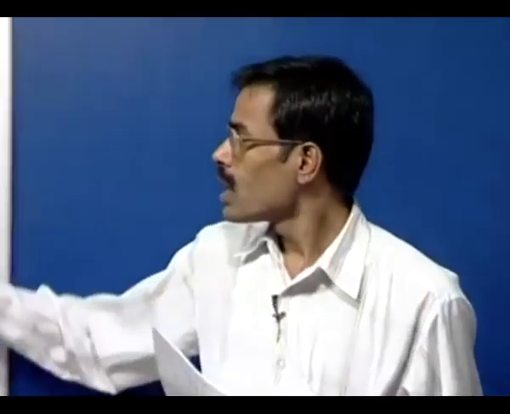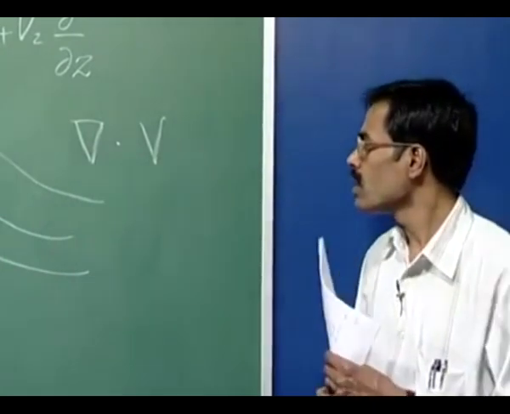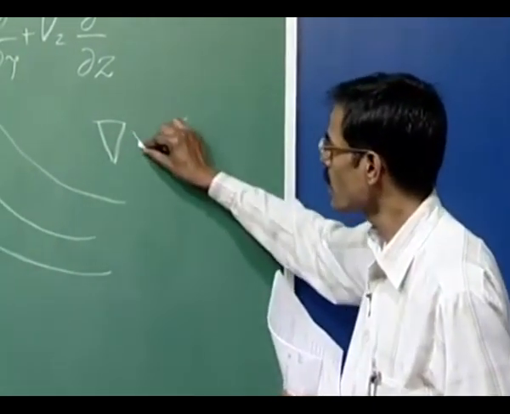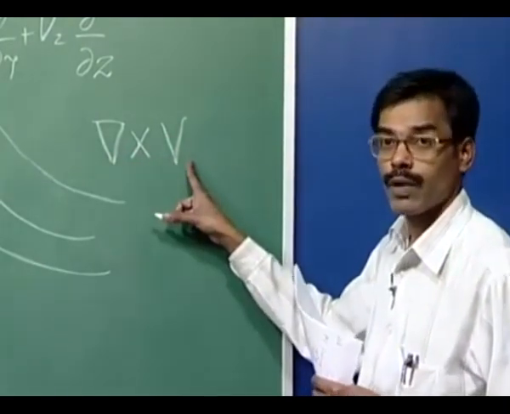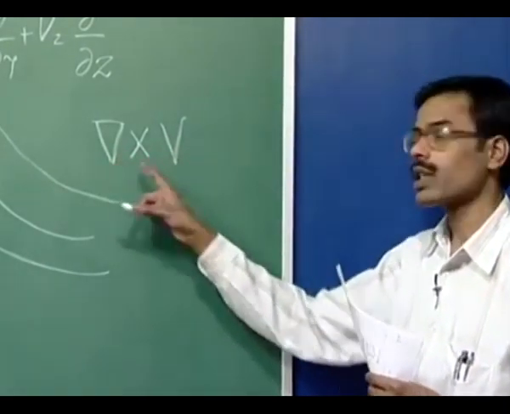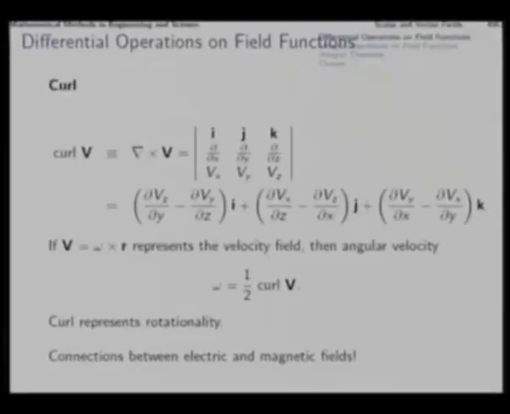Now, if rather than dot product between the operator del and the vector function v, you have a cross product, then as a result you get a vector function, because cross product between two vectors is a vector, and that is called the curl, and that is defined in this manner. Curl of v is like this cross product, which you can evaluate like this and get the three i, j, k components in this manner.